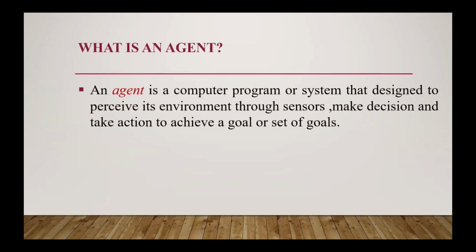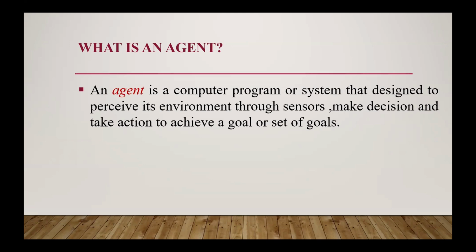An agent is a computer program or a system that is designed to perceive its environment through sensors, make decisions, and take actions to achieve a goal or set of goals. So there must be some goal or set of goals available, and the agent has to achieve it. Next question: how does the agent achieve it?